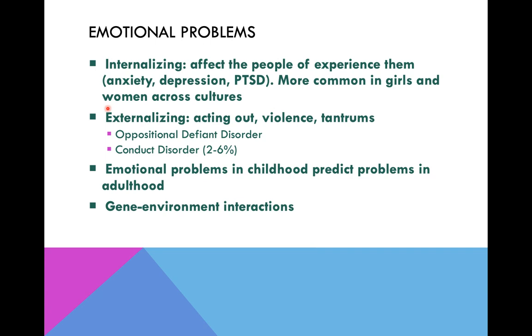Now, emotion regulation is associated with emotional problems that we see later on in childhood and early adolescence in the form of either internalizing or externalizing behavior. Internalizing behaviors are things such as anxiety, depression, stress behaviors, and it usually only affects the people that experience it. So they're taking their problems and internalizing them emotionally. And this is much more common in girls and women across pretty much every culture.